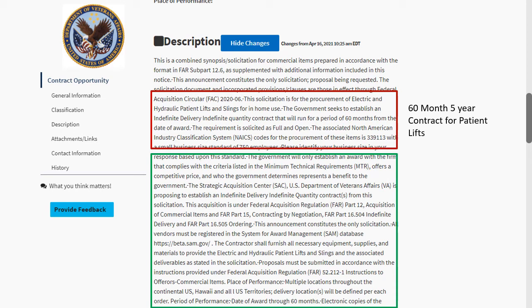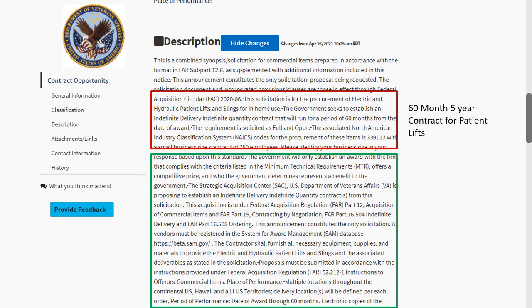It tells me what they're doing. The government seeks to establish an IDIQ, which is an ongoing opportunity. So this will probably be for 5 years. They don't always do this with supplies, but it just means that they're trying to get ahead of the game. So they're looking for patient lifts, but they want to continue to buy the patient lifts. Okay, so this is a 60-month, 5-year contract for patient lifts.